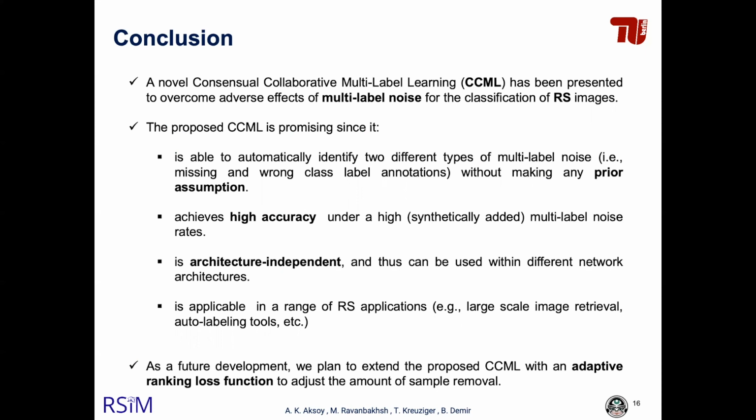In our experiments, we observed that CCML may reduce classification accuracy when the rate of the label noise is very small. This is due to excluding a fixed percentage of the training samples from backpropagation. As a future development, we plan to extend the proposed CCML with an adaptive ranking loss function to adjust the amount of the sample removal.